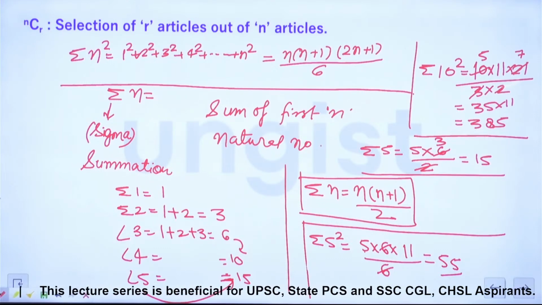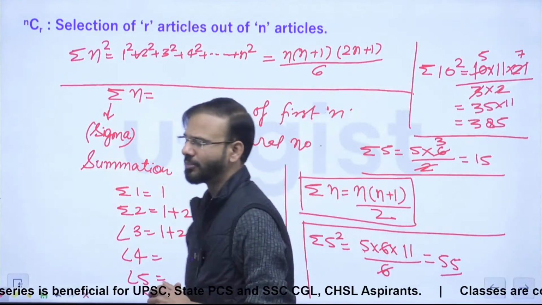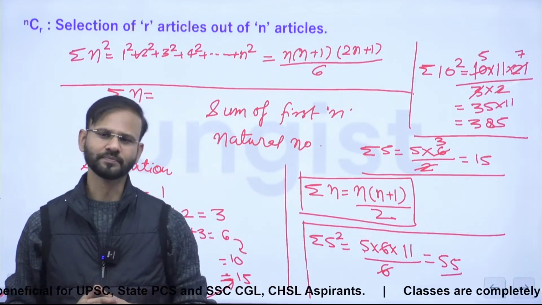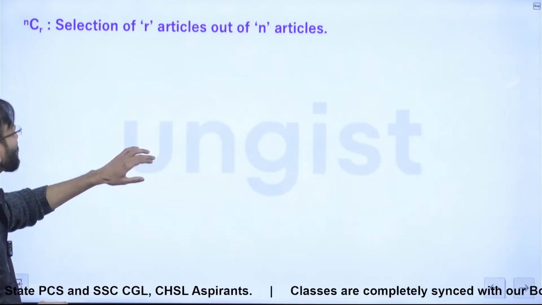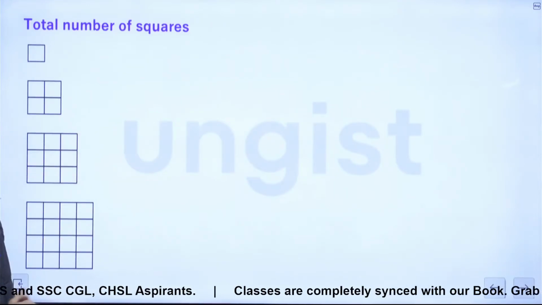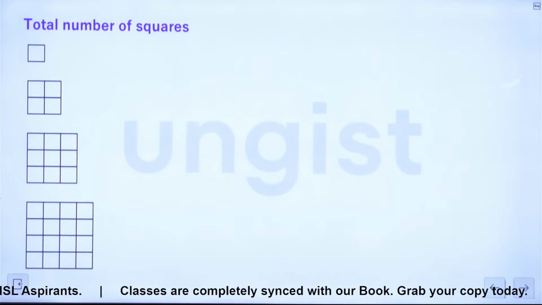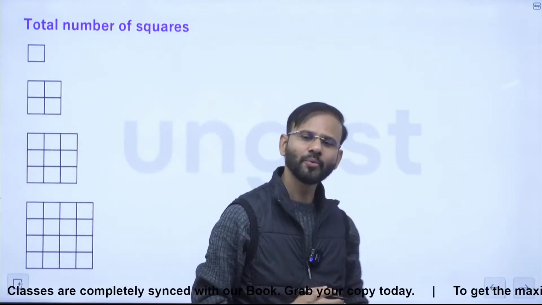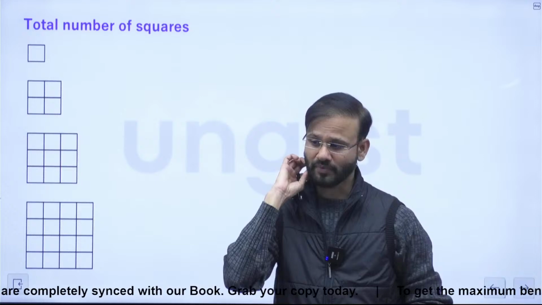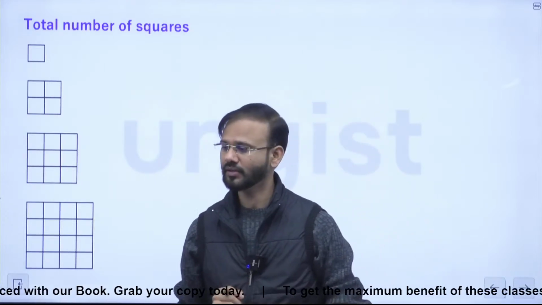Everyone fine? Okay. After that, in the next topic, we will be using this formula. So the next concept is the number of squares in a square grid, right everyone? So suppose that we have a square grid in front of us. How many total squares are there? Total squares means the total squares, okay?